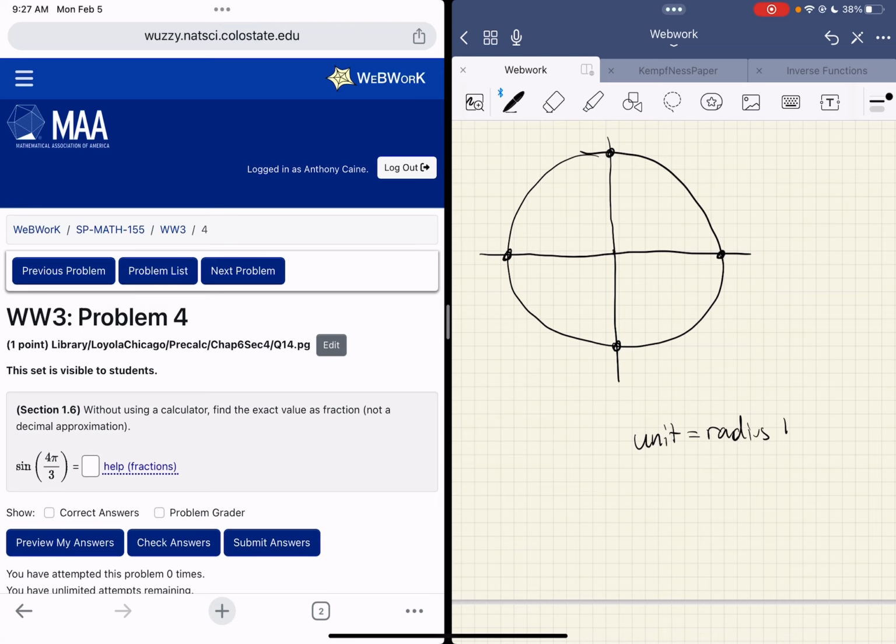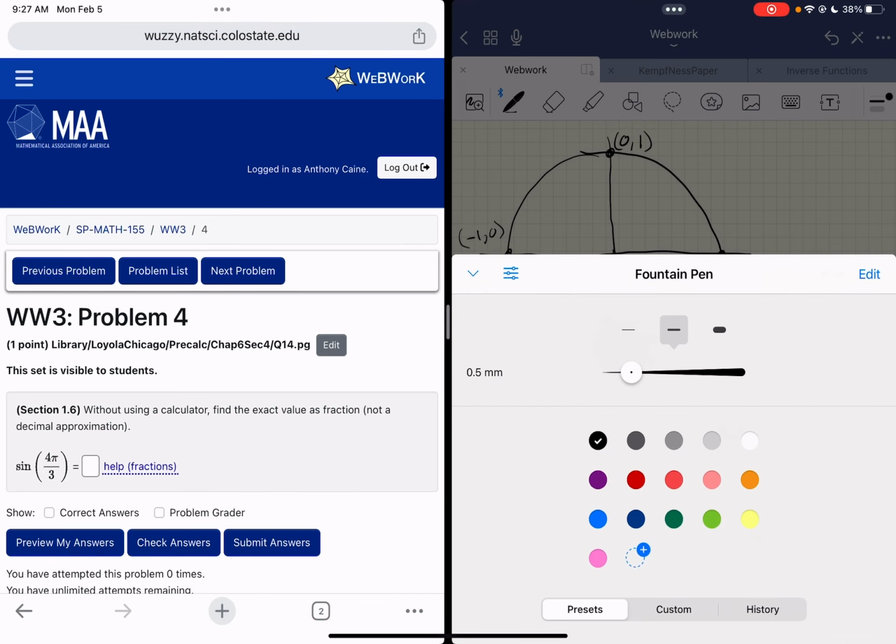So this is 1 step to the right and no steps up or down. This is no steps to the left or right, but 1 step up. This is a step to the left and no steps up or down, and then no steps left or right, but a step down. Okay, so I hope those make sense.